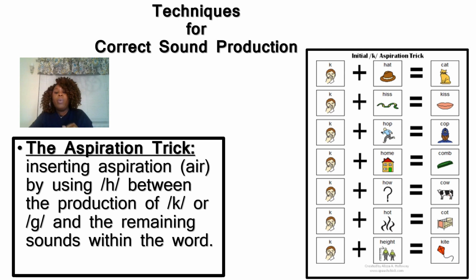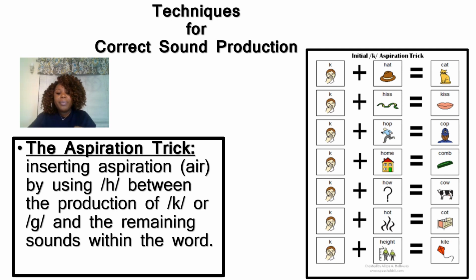So then we have what we call the aspiration trick. Now, this is when you are inserting aspiration or air by using the sound between the production of K or G and the remaining sounds within the word.